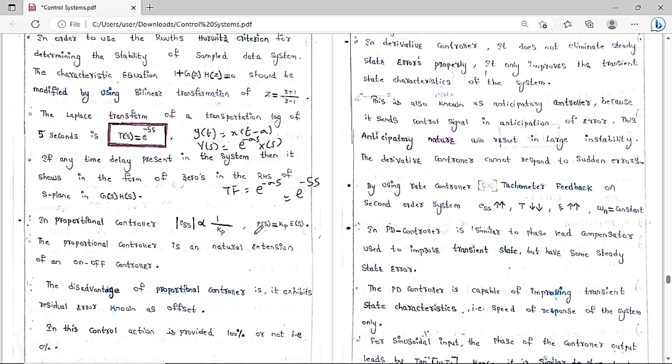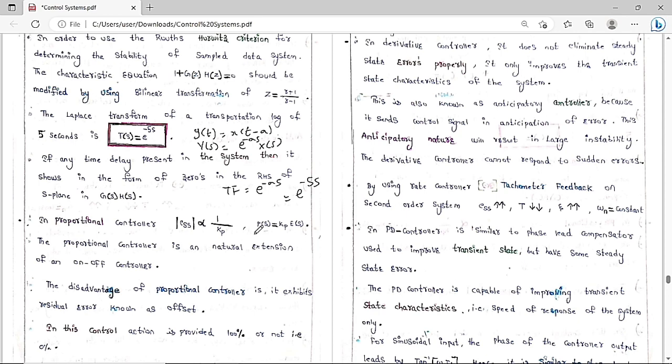So as the Kp increases, the amount of this steady state error will decrease. This one you always have to keep in your mind. In the case of a proportional controller, the output is P of s and the input is E of s. So P of s is equal to Kp into E of s, where Kp is the proportional controller gain, and the amount of the steady state error is directly proportional to 1 by Kp. So as the value of Kp increases, the amount of this steady state error will decrease.